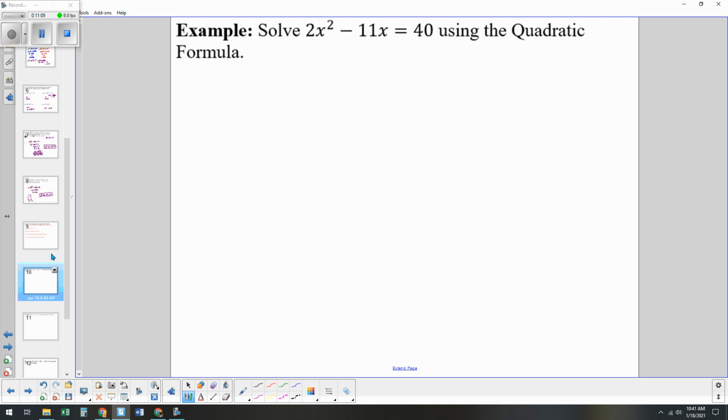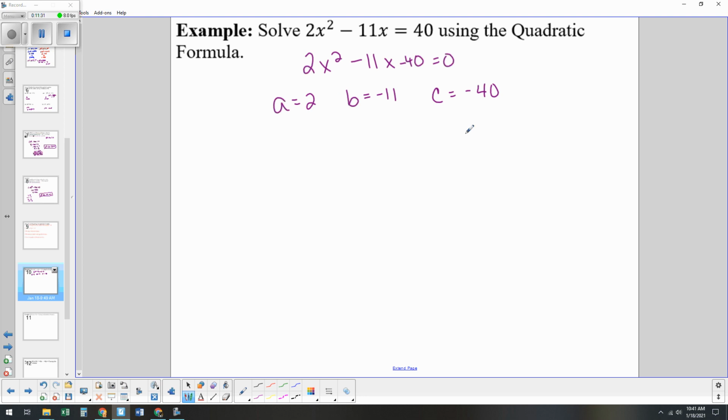So here's our first problem. Right, not equal to 0 yet, so I'm going to add 40. So that's 2x squared minus 11x minus 40 equals 0. So my a is 2, my b is negative 11, and my c is negative 40.